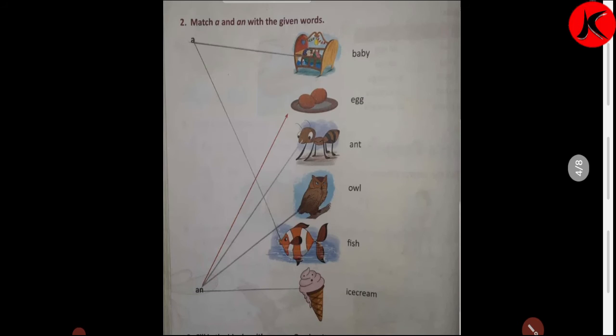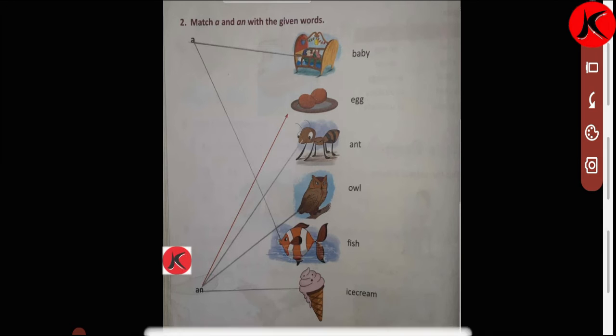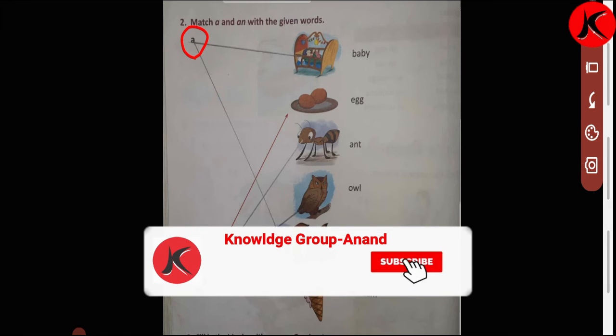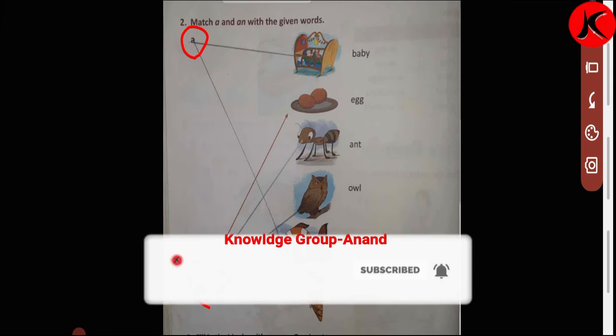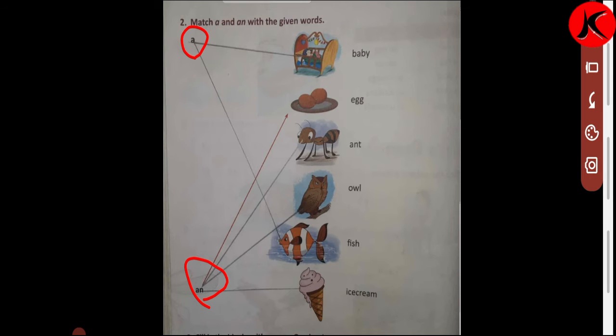So we'll read again. An ant. A classroom. A computer. An umbrella. An eagle. A truck. Now we'll see what this exercise is. It is matching. Match a and an with the given words. Over here a and an are given. Now one example is shown over here.